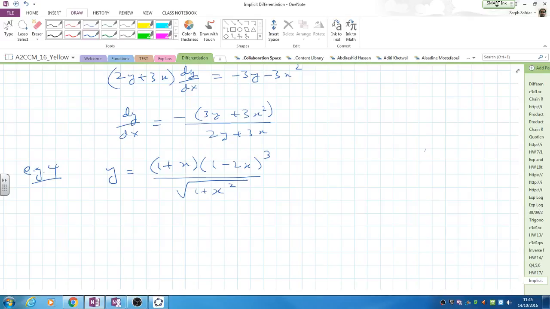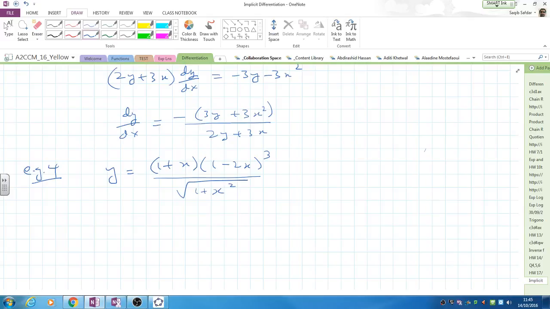Quotient? Product, chain, quotient, the whole thing together. Any other suggestions? Find y? Find dx by dy? Okay, so flip it the other way around. It's still a pretty nasty little thing where you've got product, quotient, chain, all of that involved. Any suggestions about what we can do here?